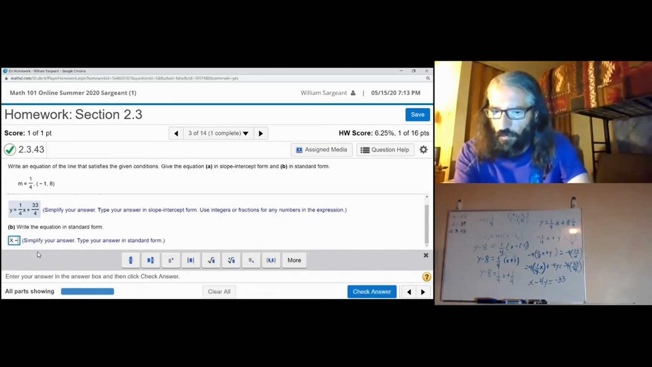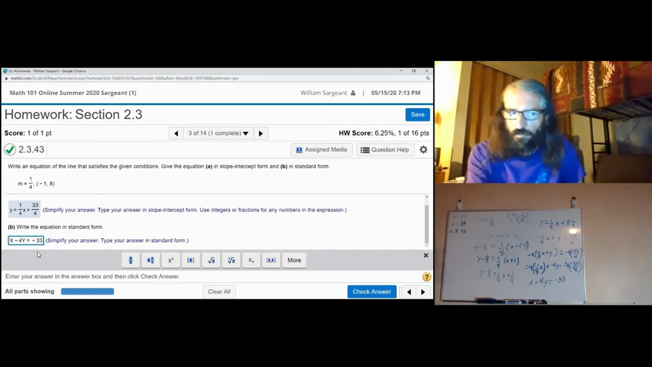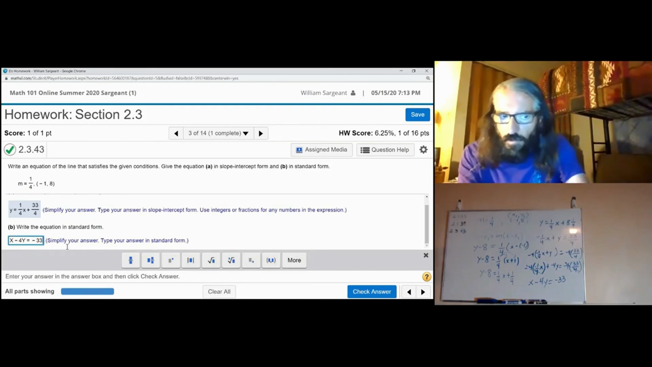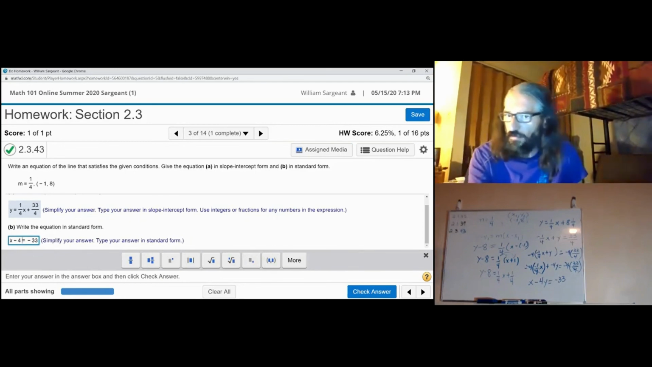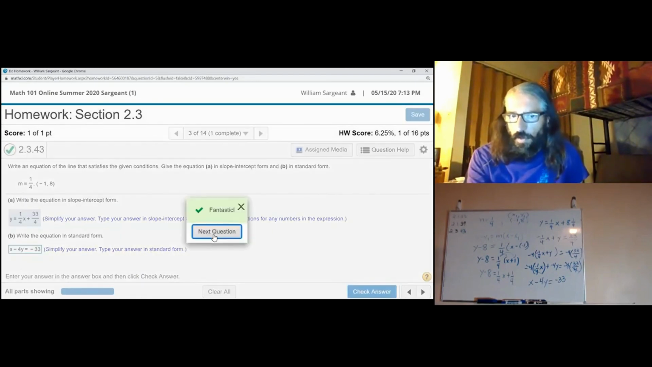X minus 4y equals negative 33. Had my caps lock on there accidentally, and I wouldn't be surprised if it doesn't like that either, so let me fix that. Okay, it took it.